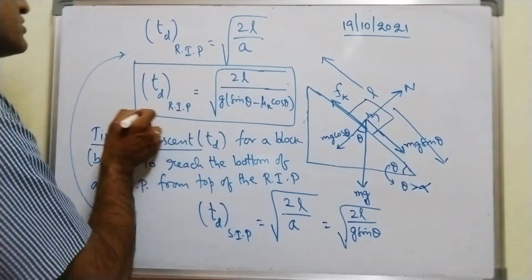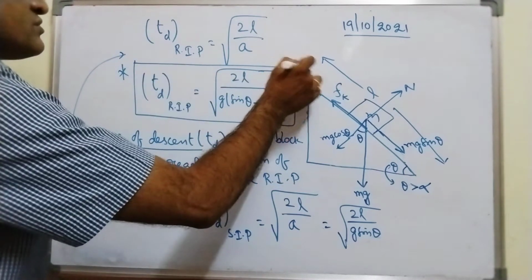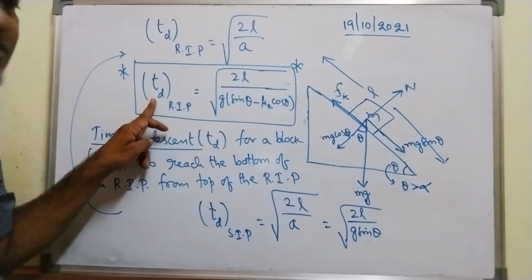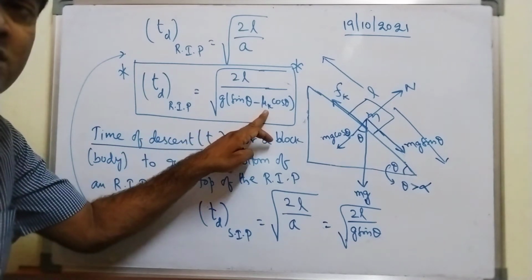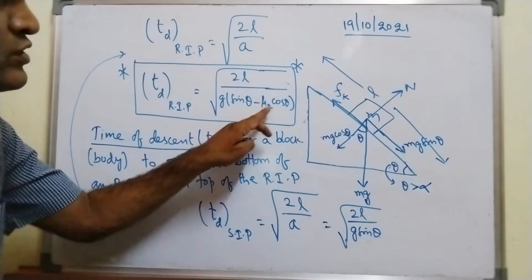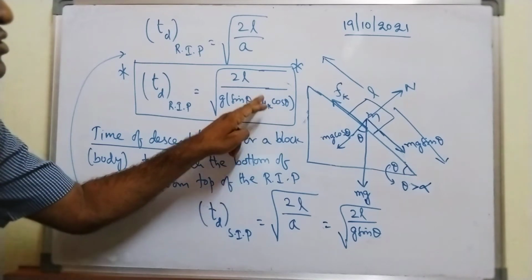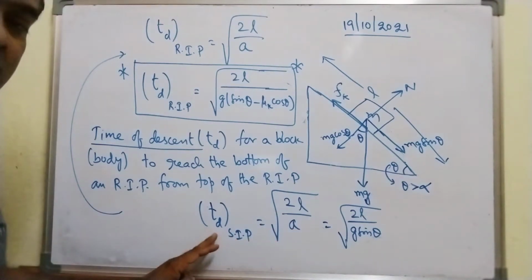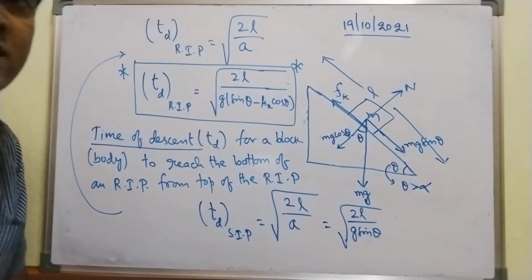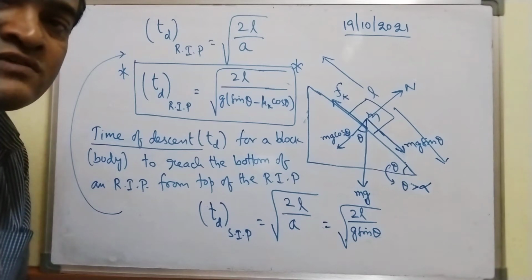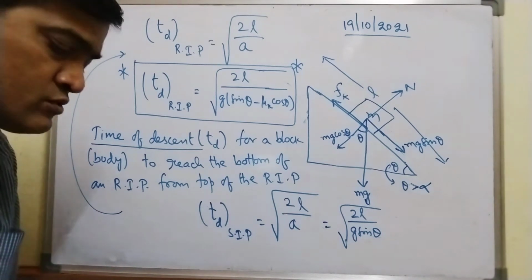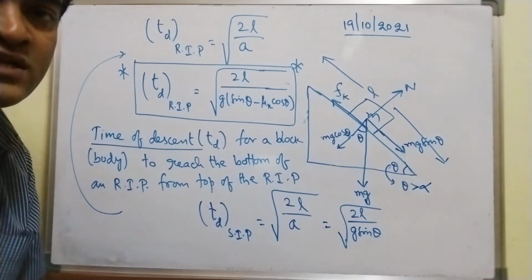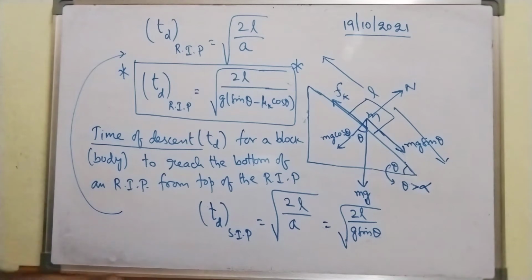Remember these formulas. If you want to find the time of descent for a smooth inclined plane, mu k is 0, so 0 into cos theta is 0, and g into sin theta gives the same formula we discussed for the smooth inclined plane. That is the reason to remember all the formulas for the rough inclined plane, so that it is easy to write the formulas for the smooth inclined plane. Fine.